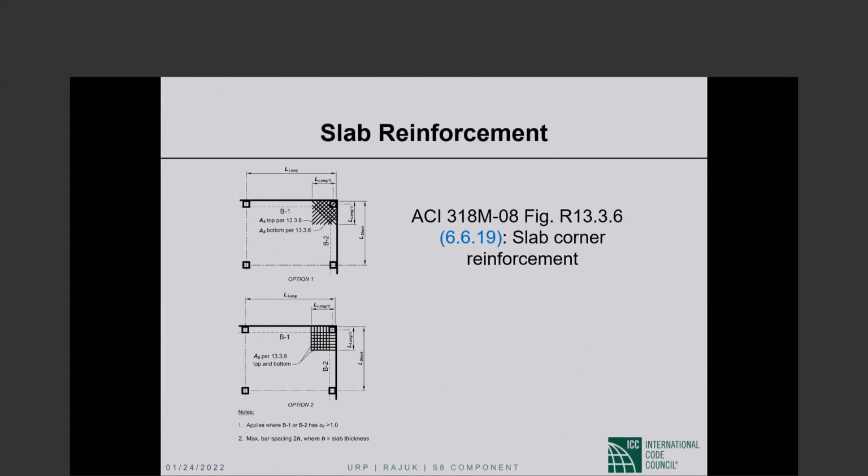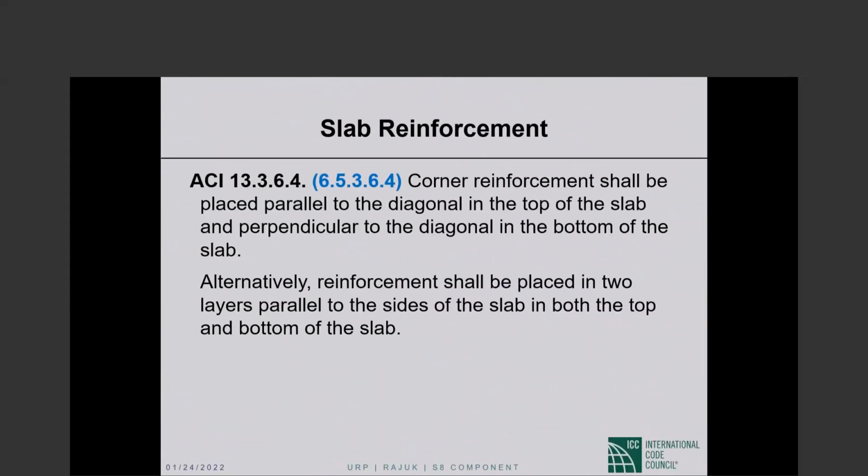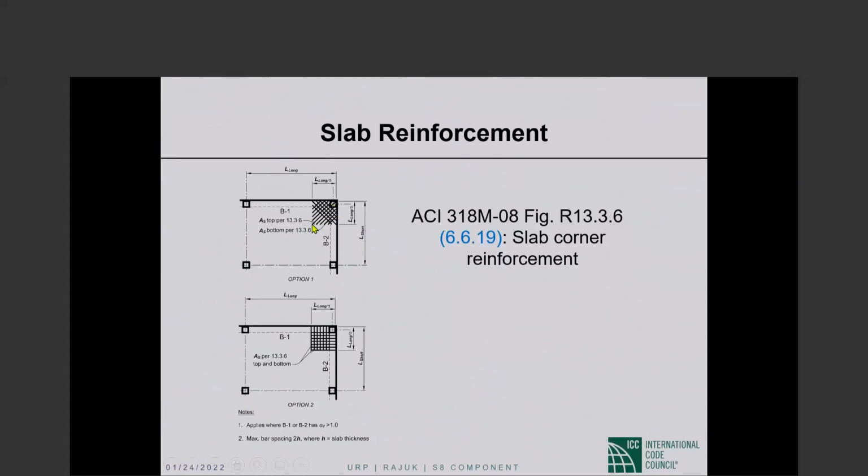Now, the provisions say that you shall provide the reinforcement in the, I think that may be worth reading. Corner reinforcement shall be placed parallel to the diagonal in the top of the slab and perpendicular to the diagonal in the bottom of the slab. Okay. So top reinforcement will be parallel to the diagonal at the top of the slab and perpendicular to the diagonal at the bottom of the slab.